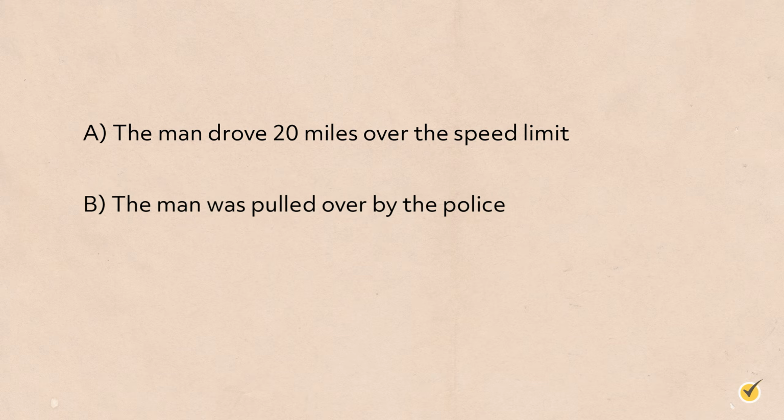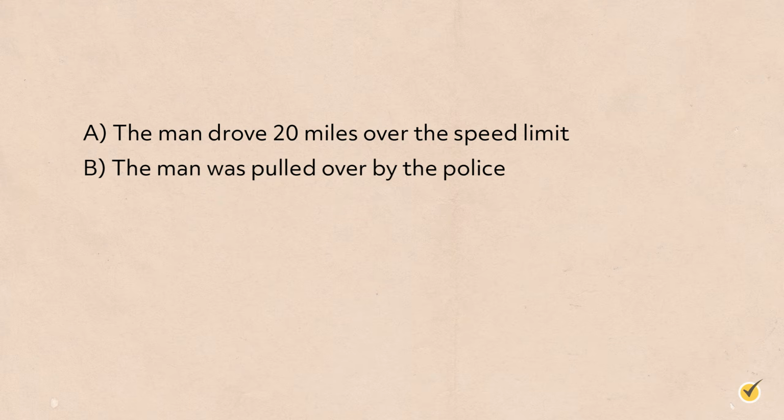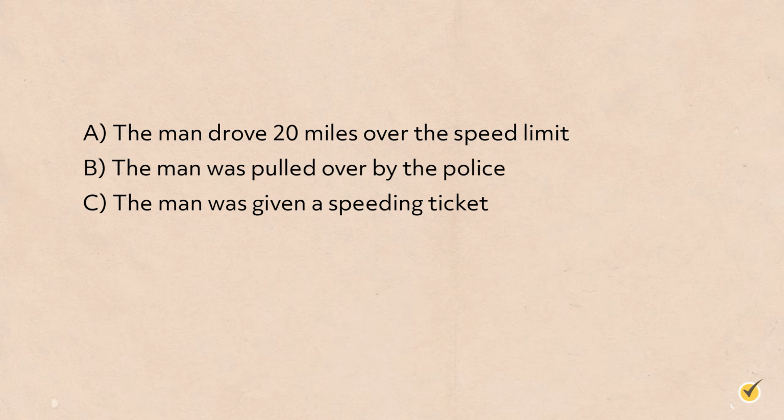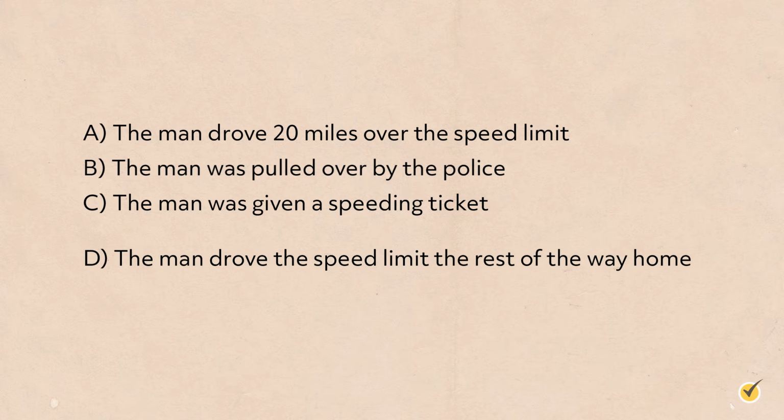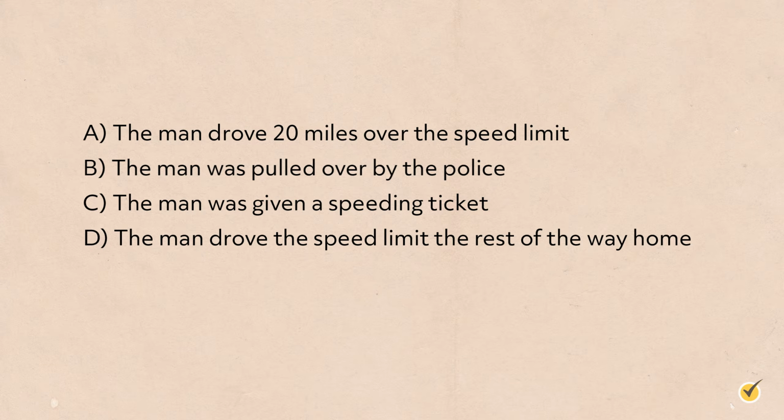Let's start off with sequence. All stories are made up of a sequence of events. A happens, which then leads to B, which then leads to C, and so on. For example, A, the man drove 20 miles over the speed limit. B, the man was pulled over by the police. C, the man was given a speeding ticket. D, the man drove the speed limit the rest of the way home.